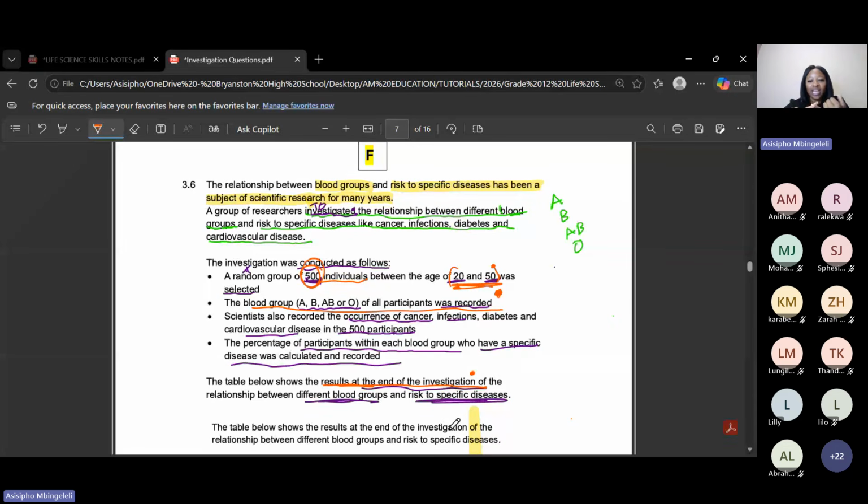100% correct. Can we say anything about repeating the investigation? No, they didn't tell us they repeated it. Can we say anything about an average? No. So the only one applicable here is the sample size.